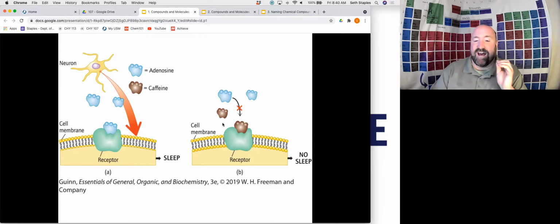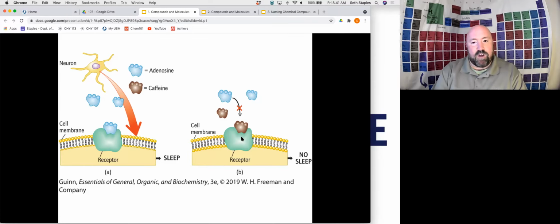What caffeine does is caffeine can also bind to those receptors. So when caffeine binds to those receptors, adenosine can't. Adenosine is then not able to bind to the receptor, and so that staves off some of those feelings of sleepiness. That's one of the ways that caffeine works to wake us up and get us going a little bit in the mornings. So just a good example of a compound and how it works.